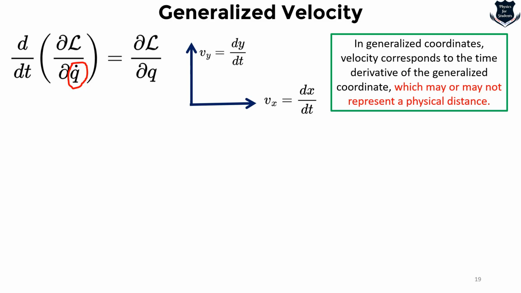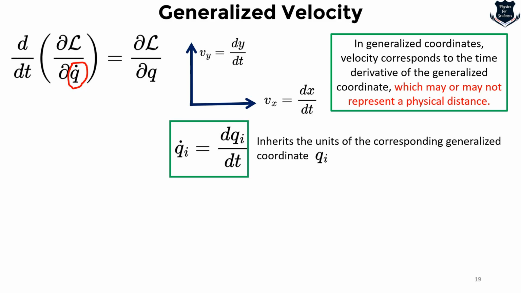And remember, these generalized coordinates may or may not represent a physical distance. I will come to that part later. So if I take an equation like this, here you can see it automatically inherits the corresponding generalized coordinate. What is that? qi, which we have just seen in the Euler-Lagrange equation a few seconds earlier. So if I would say that qi dot equals dqi by dt, it inherits.